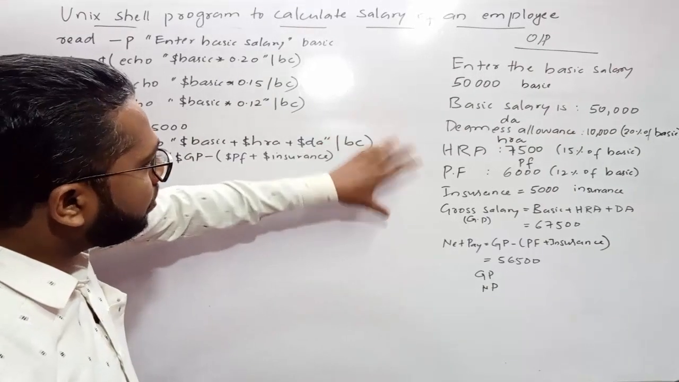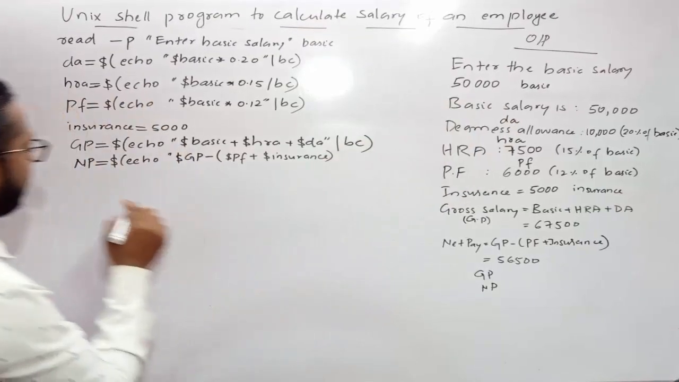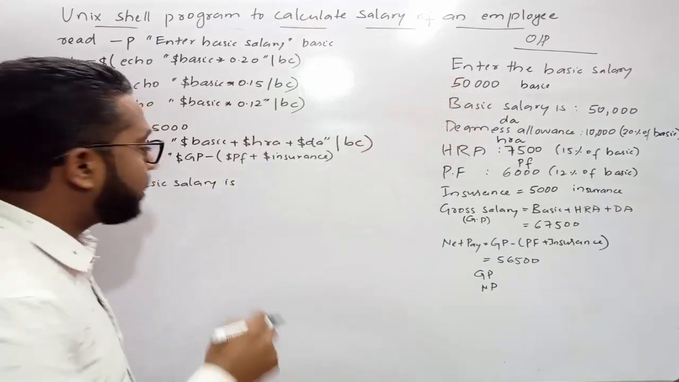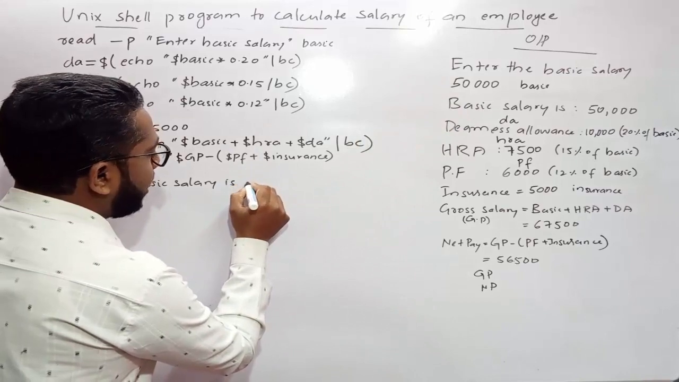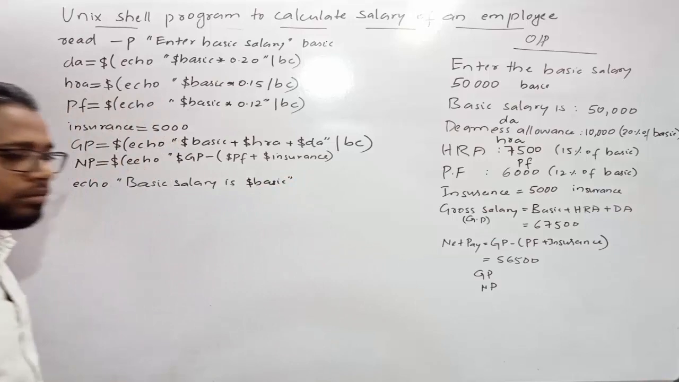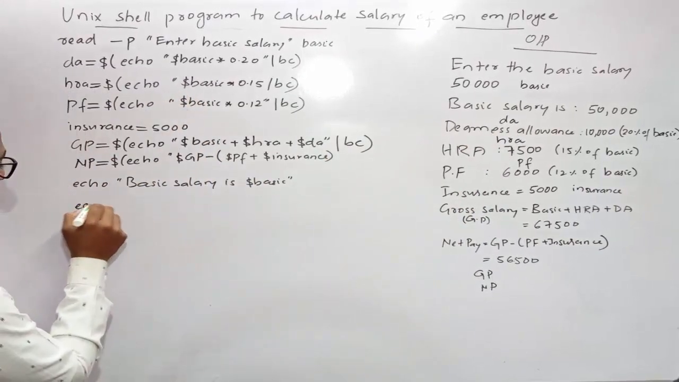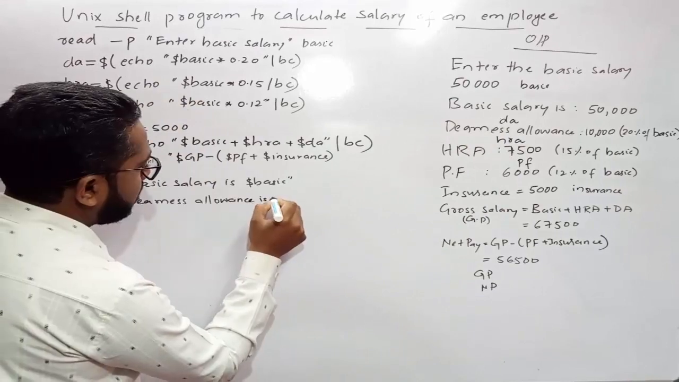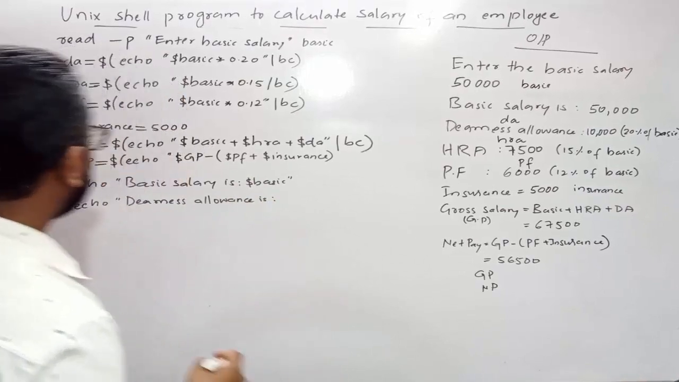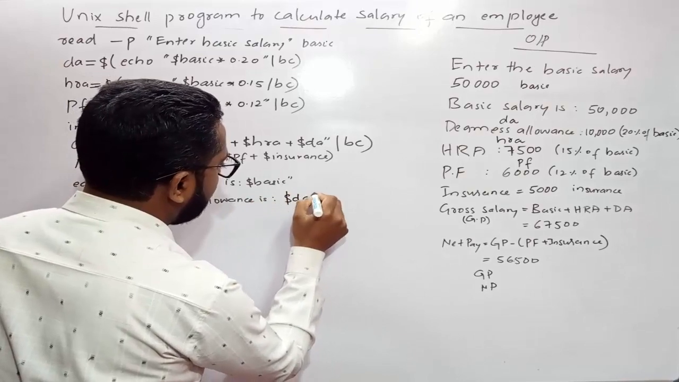Now we just need to represent the output in this form. First we'll display the basic salary. The basic salary is stored under which variable? The basic variable. Before printing, we need to prefix dollar to the variable and then print it. Next we need to print dearness allowance. As we know, dearness allowance is stored under the DA variable, so we just need to use dollar and then the variable DA.